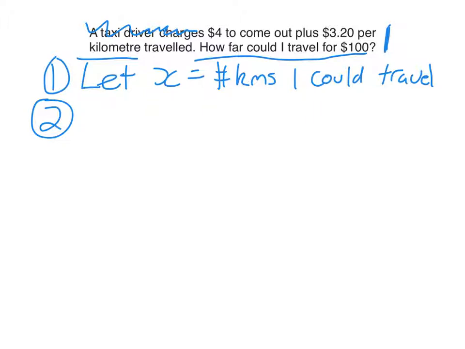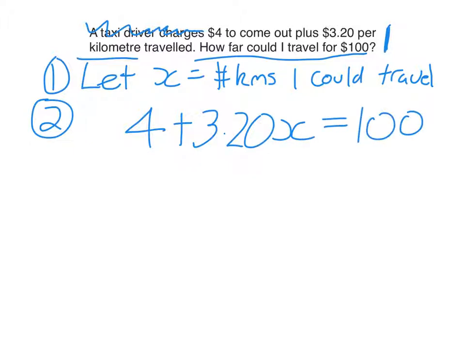Okay, so I'm going to rewrite the other stuff there. So what I'm saying is I'm going to travel and I'm going to pay $4 plus $3.20 for every kilometre I travel, because x is the number of kilometres, and I want that to equal $100. This here says the same as this information here. It just says it more succinctly. So this says $4 plus $3.20 per kilometre equals $100, and I have to figure out what value of x makes this true. What is the number of kilometres I travel that makes this a true statement?